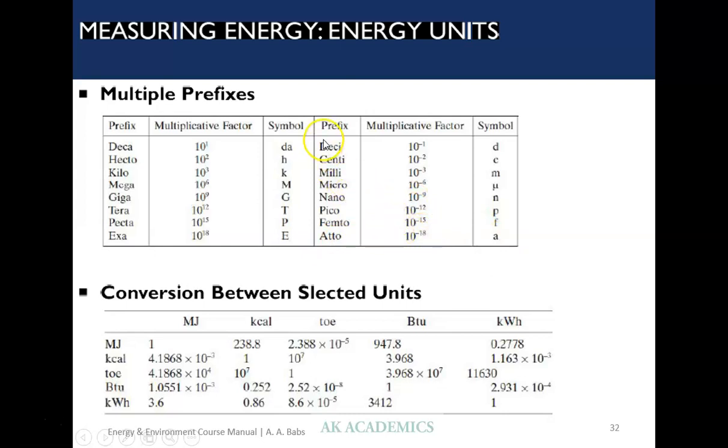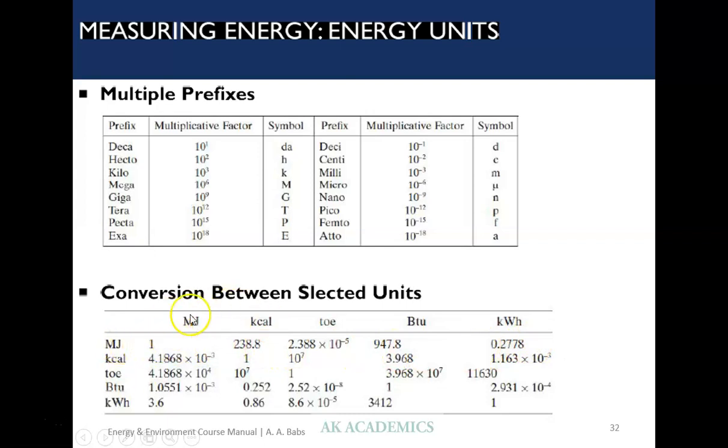Most of the popular ones that we'll be using for our calculations would include kilo, mega, giga, and then it would also include centi, milli, micro. And once in a while, we'll use a couple of other multiplicative factors. The conversion between selected units that we have here: how do you convert megajoule to kilocal, and then to toe, and then to BTU, and then to kilowatt hours? On this particular line, you will see exactly how you can convert that.